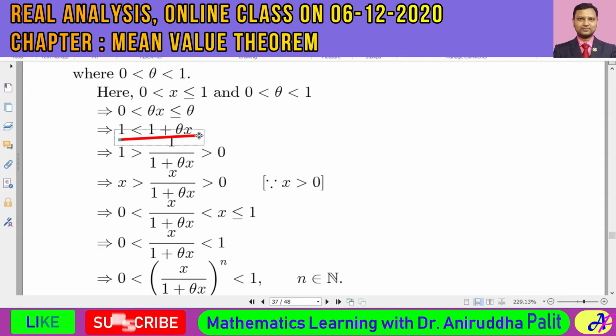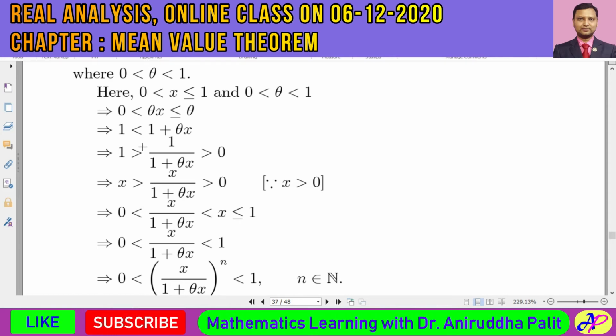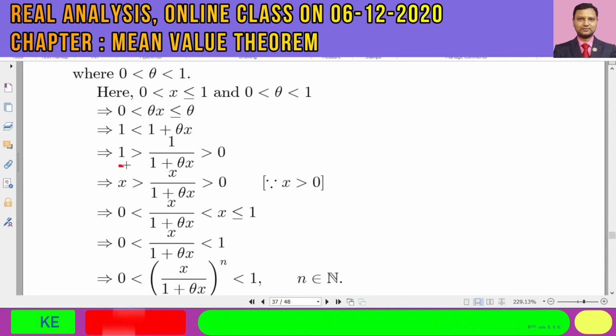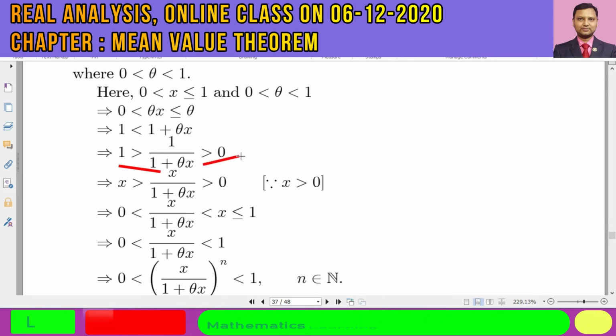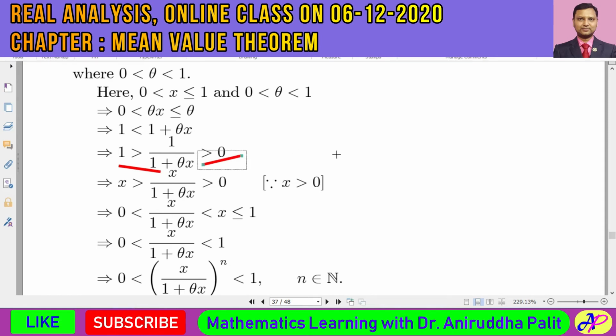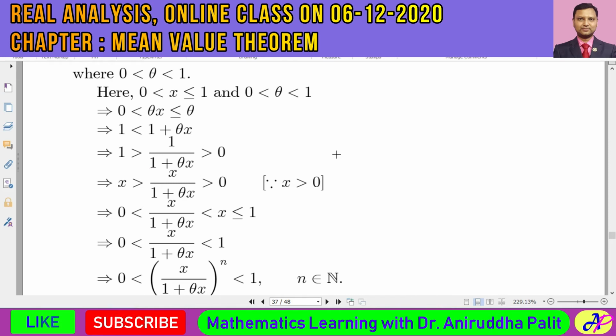Got it? Now both of these two quantities are positive, therefore if we take the inverse, this greater than symbol will be converted into a less than inequality. And of course, because 1 and 1 plus theta x are positive, this inverse quantity should always be greater than 0. Inverse of a positive quantity is also a positive quantity, it cannot be a negative quantity.